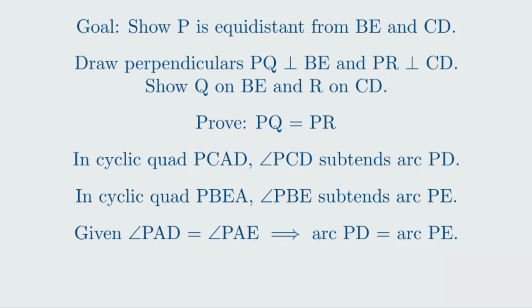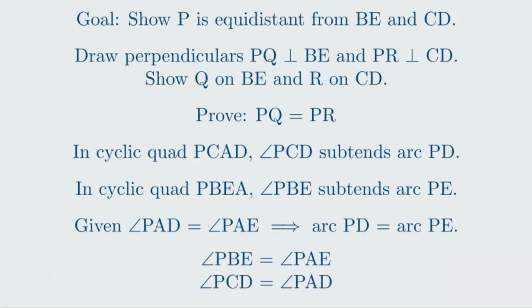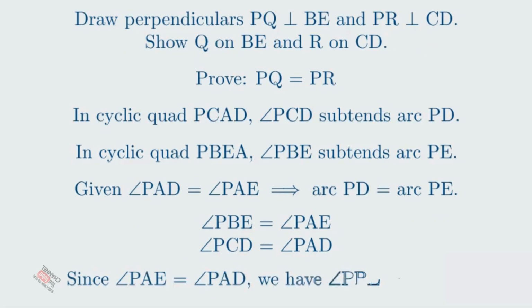Now we can look at the angles PBE and PCD. Angle PBE is equal to angle PAE, and angle PCD is equal to angle PAD. Since PAE equals PAD, it means angle PBE equals angle PCD. This is a crucial step.